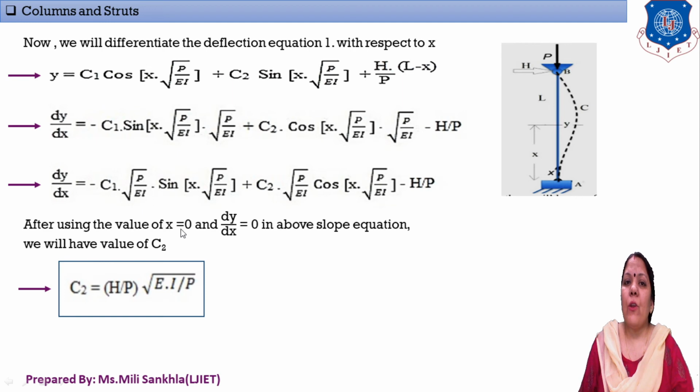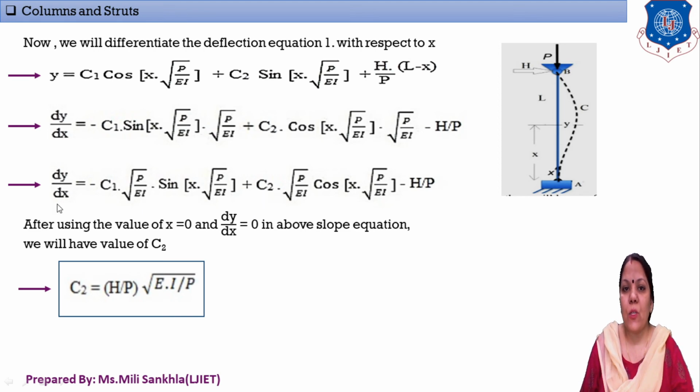After using the value of x equal to 0, then dy by dx is equal to 0 in the equation of this slope. Here we apply the value of x equal to 0 and slope dy by dx equal to 0 at support A. Here this term is 0, then C1 we already found, and C2: put the value cos 0 is equal to 1, this minus H by P, and sin 0 means this term is 0. Now we find the value of C2.